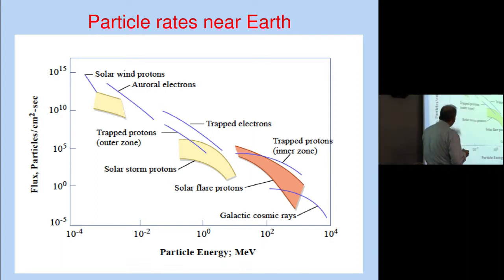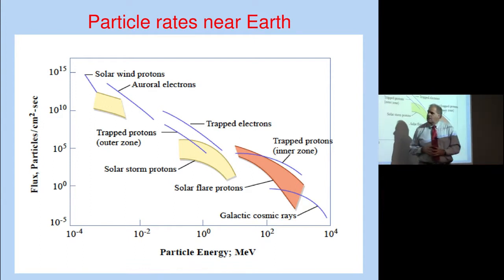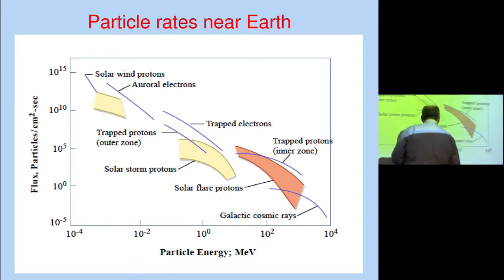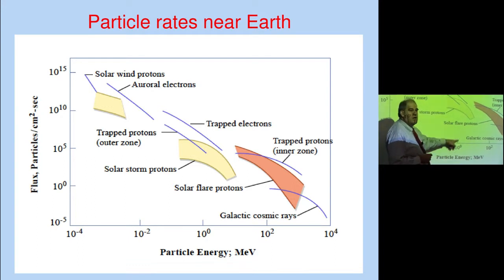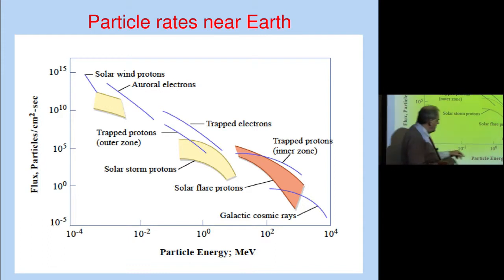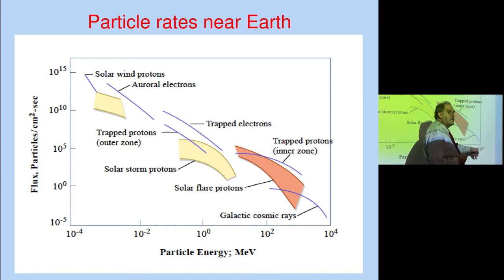And if I look at the flux as a function of the particle energies in a particular region, that is informative. And this is in mega electron volts. So this would be 1 million electron volts. This would be a hundredth of that. So this would be about 10 kilo electron volts. This would be about 100 electron volts. This would be 10,000 mega electron volts or 10 giga electron volts.